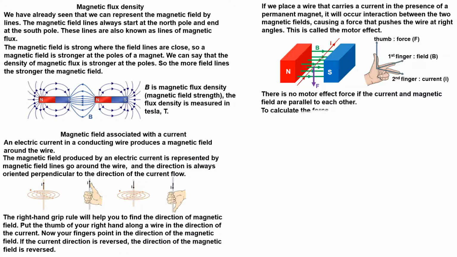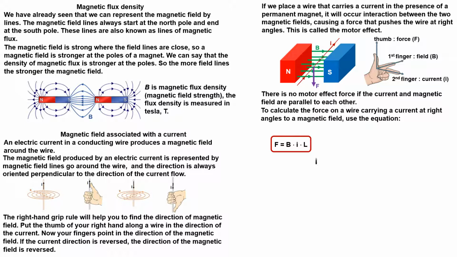To calculate the force on a wire carrying a current at right angles to a magnetic field, use the equation F equals BIL. Force in newtons, magnetic flux density in Tesla, current in amps, length in meters. Let's see how it works.